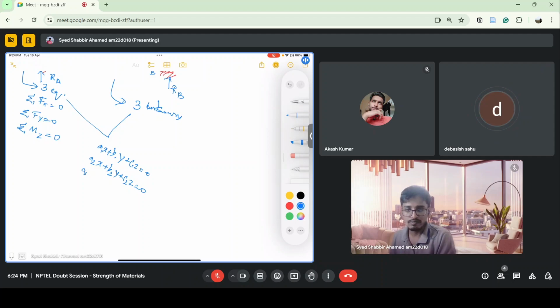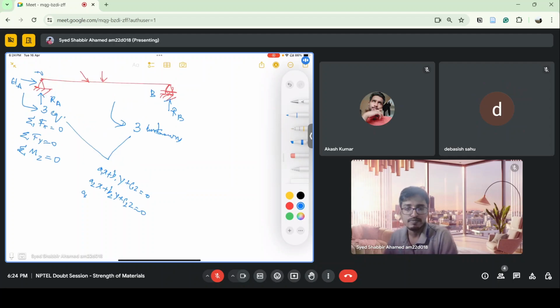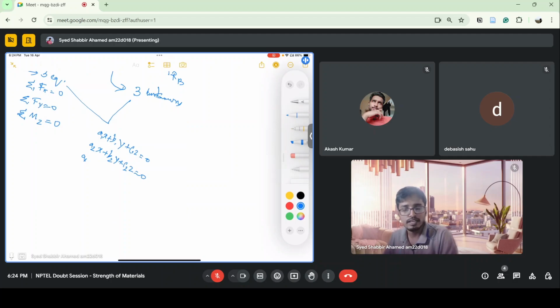There are three equations and three unknowns. I can solve the three equations, and I can find out what these unknowns are. Like in this case, x, y, z, or in the beam case, that is RA, RB, and HA. So three equations of equilibrium and three unknowns. I don't need any extra equations. So that's why this is called a statically determinate structure, a statically determinate problem.